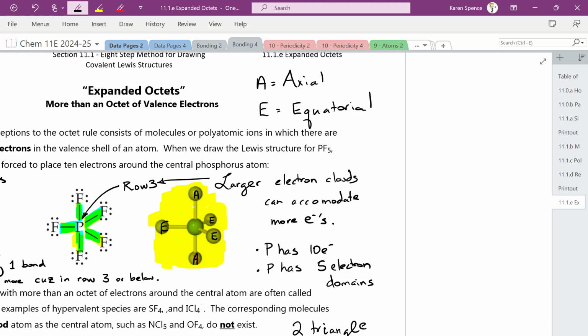And if we had 3 lone pairs, what shape do we get? Linear. Right? Because when you're looking at the molecular shape, you ignore the lone pairs.